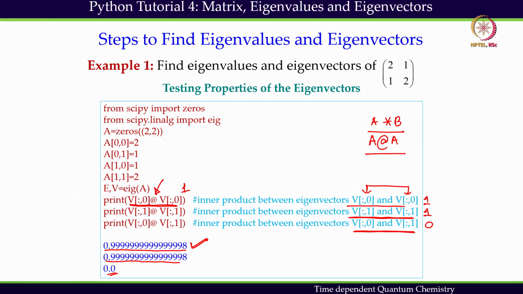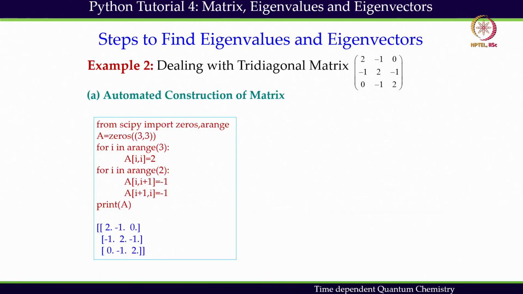So, what we are getting is that the EIG functionality is giving me orthonormal right eigenvectors corresponding to a particular eigenvalue. We have proved this one. We will move on, and we have already seen the general procedure to construct the matrix.